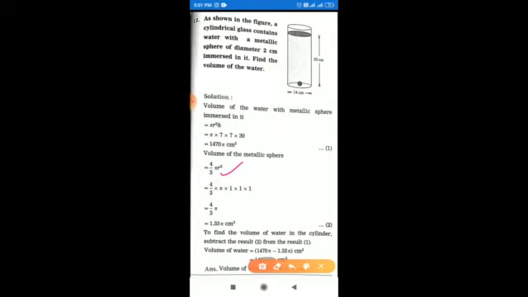Now we will find the volume of the sphere. Volume of sphere is 4 upon 3 pi r cube. Here the diameter is given 2 for the sphere, so radius will be 1, so we will write 1 and 4 upon 3 pi. So on calculating this we will get this. To find the volume of water in the cylinder, subtract equation number 2 from equation number 1. See, this is the volume with the metallic sphere. So when we subtract this part, we will get the volume of water. So this is the answer: 1468.67 centimeter cube.